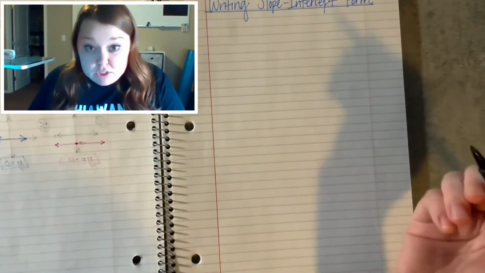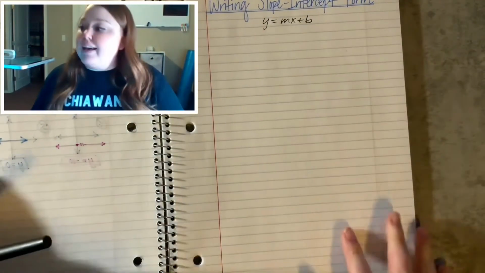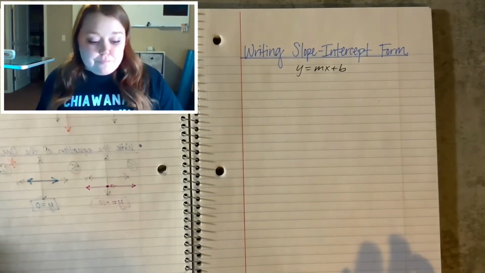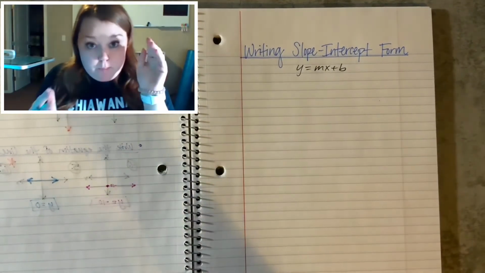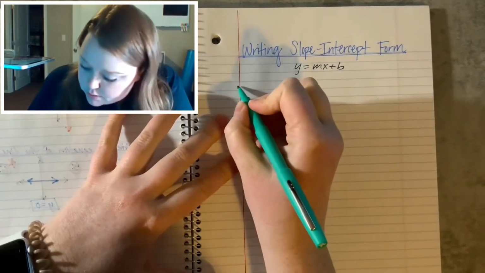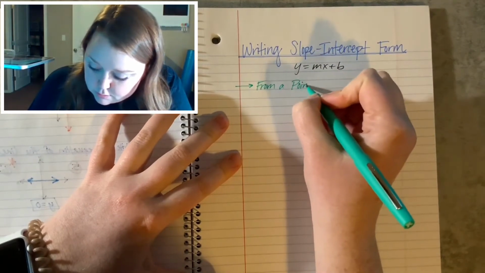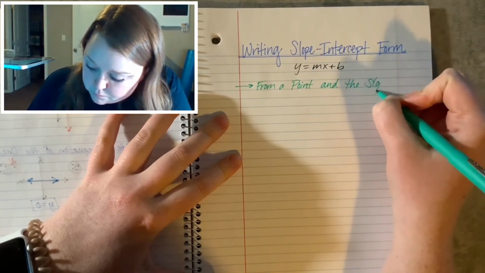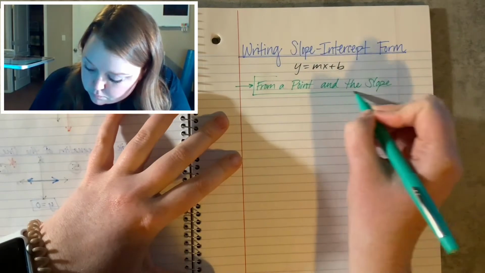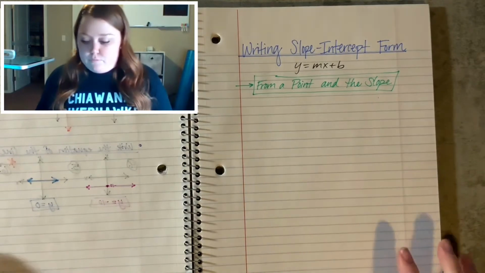Okay, so we're still writing equations in slope-intercept form, so y equals mx plus b. But instead of doing this from a graph, I'm not going to give you a graph. I'm going to give you a point, so an ordered pair, and the slope. So this is kind of your subheading: from a point and the slope. Okay, so that's our specific lesson for today.